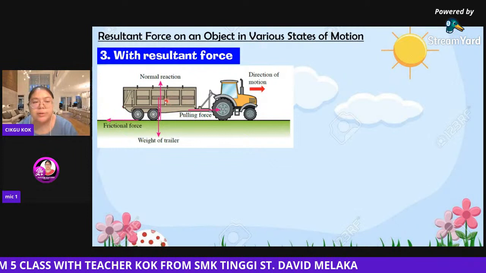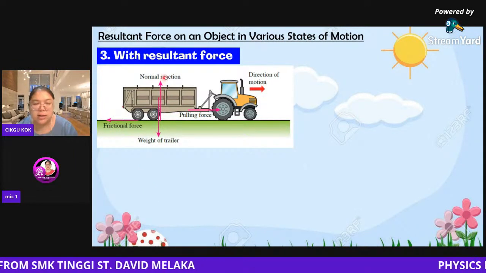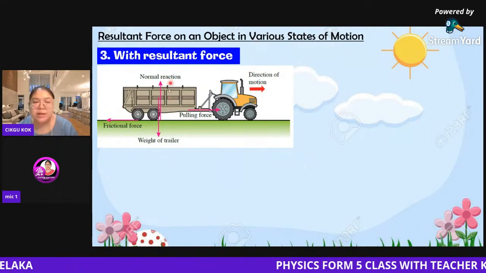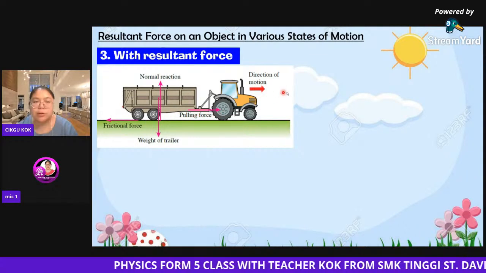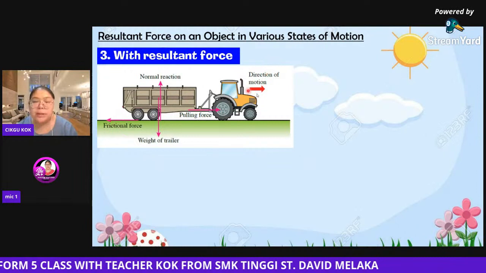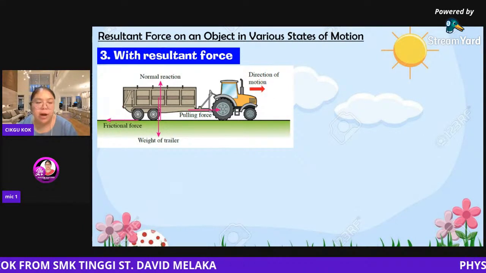Important, the object is here: the weight of the trailer, then the normal reaction. Up and down there are no changes, which means up and down should be balanced. Now it is left and right. The right-hand side has the bigger arrow, meaning the force going forward should be the highest. Now we need to write out the equation.